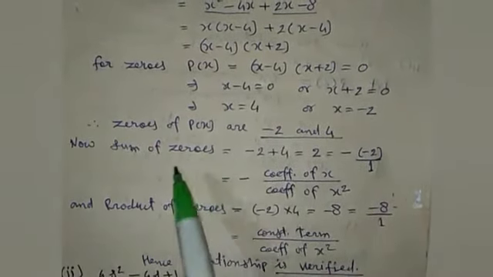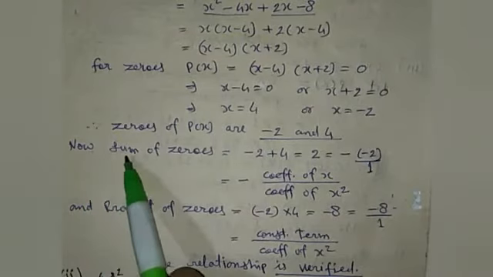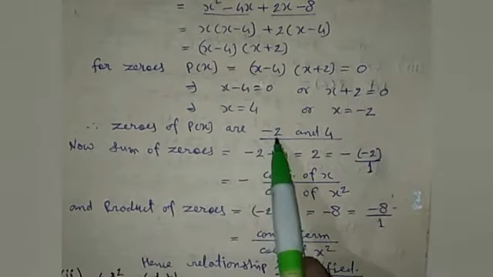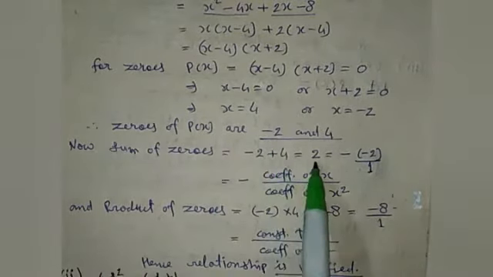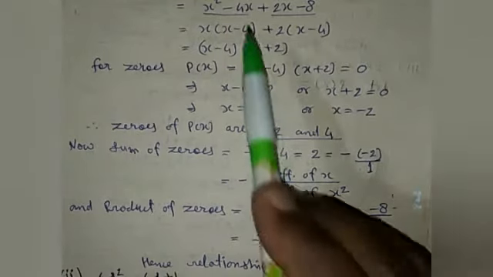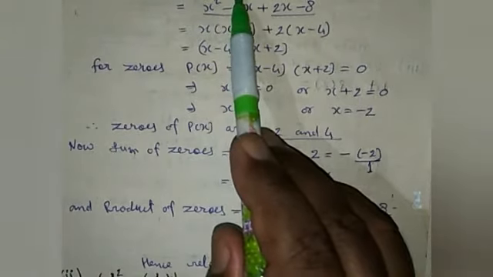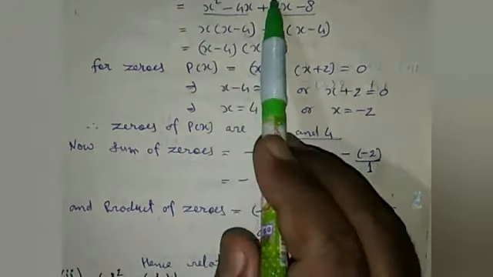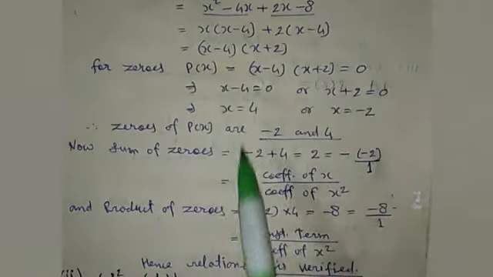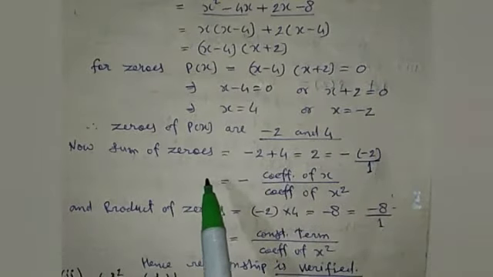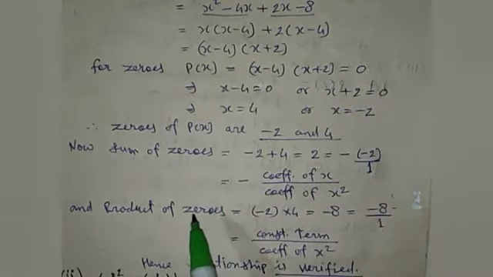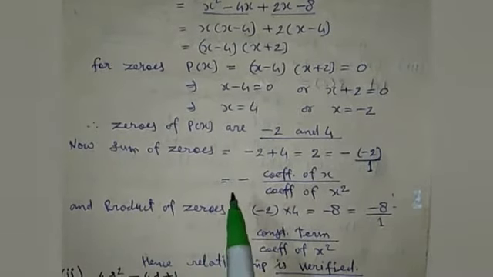Now you have to verify the relation. So take the sum of zeros. Sum of zeros means minus 2 plus 4, that is equal to 2. Now you have to put this result in the form of coefficients. Here the coefficient of the middle term is minus 2, the coefficient of x square is 1 and the constant is minus 8. So the sum of zeros, as you know, is equal to minus coefficient of x upon coefficient of x square.